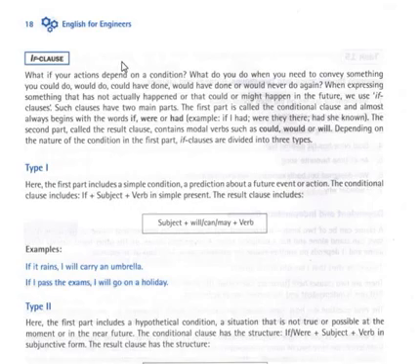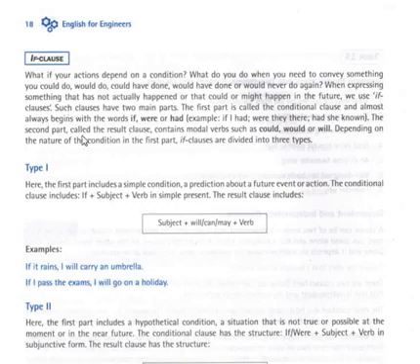A conditional sentence is a sentence which has two clauses. One is the if clause and the other one is the main clause. What is the use of the if clause? Suppose you wanted to express something that has not actually happened or that might happen in the future, we use if clauses. That is, we are expressing a situation which is likely to take place in the future or would have taken place already in the past. So we are applying a condition to the given situation.